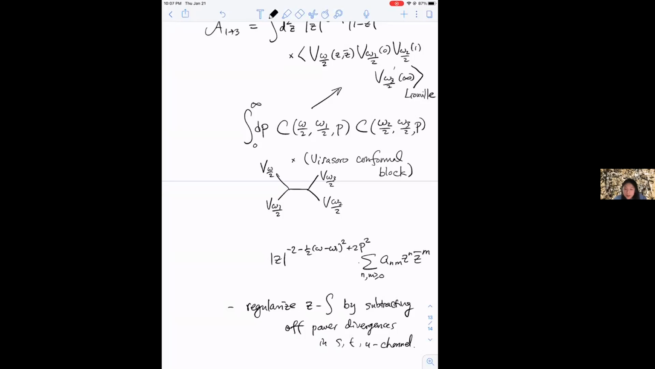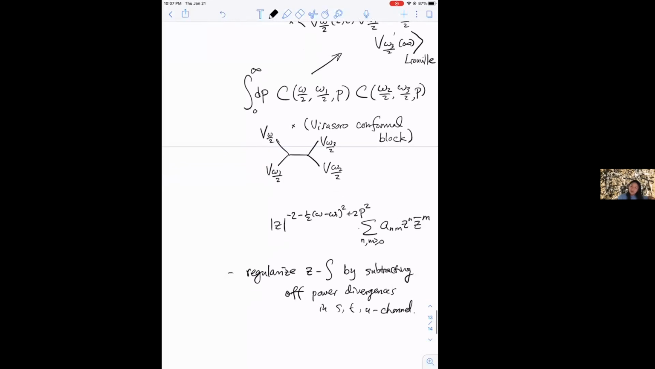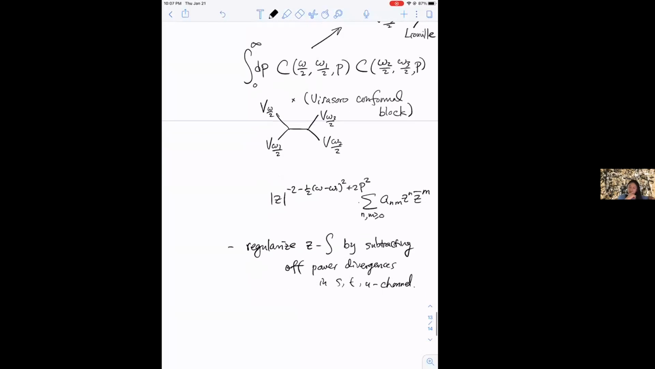There's a question: should p be determined by the fusion rules? Well, the fusion rules allow all values of p. So this is actually a continuous integral and they all contribute. The fusion rule here does not select any special value of p. That's why the four-point function is complicated. This is not like a minimal model or something like that, not a rational theory.